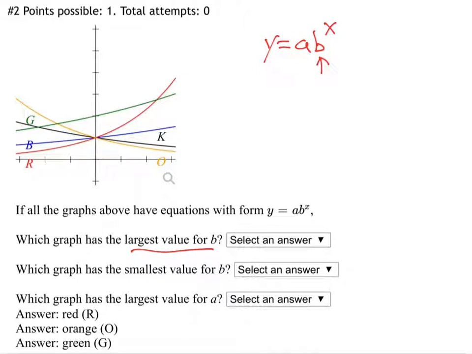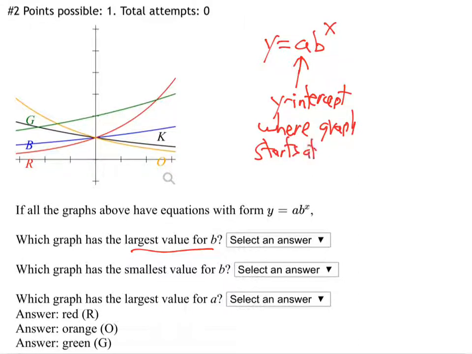So remember what a and b are. So a is the y-intercept. It's where the graph starts at x equals 0, right? Because if you plug in x equals 0, a times b to the 0, anything to the 0 power is 1. A times 1 is just a. So it's where the graph starts.